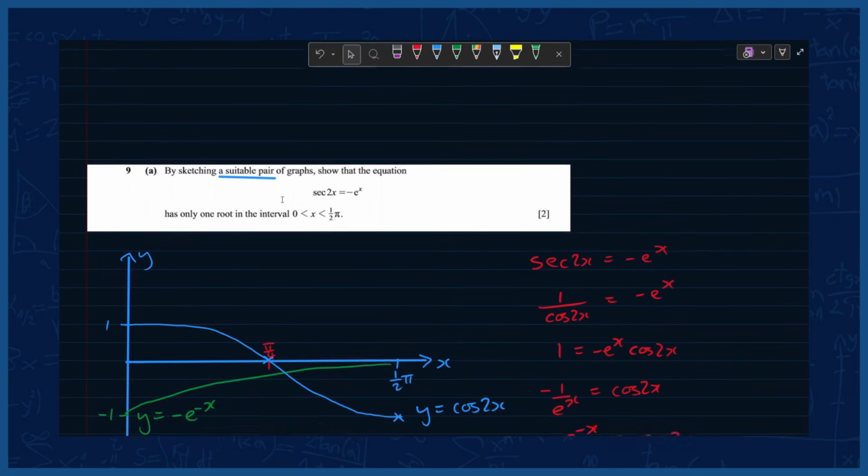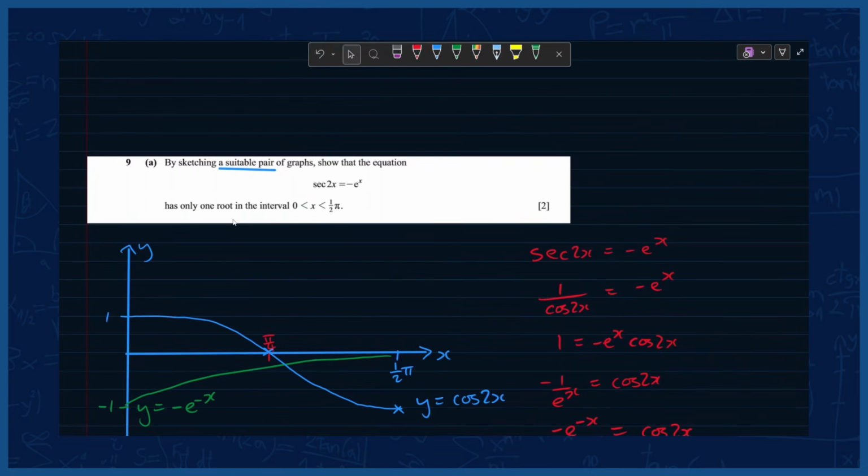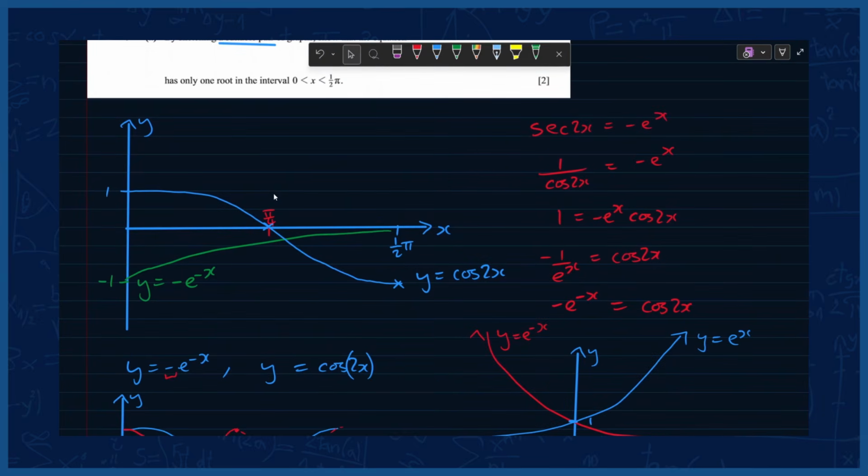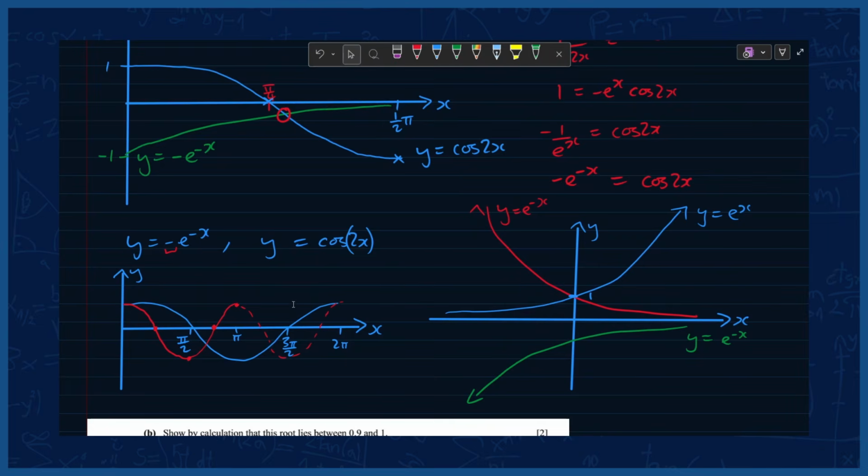And remember, the point here is to prove that we only have one root in this interval. And the root is your point of intersection. So circle where you're going to have that point of intersection. That represents your one root. And that's going to be our final answer.